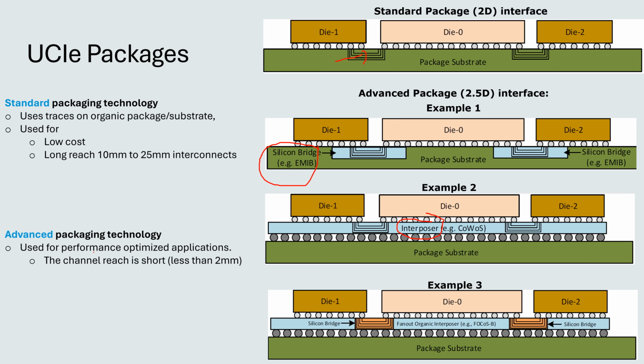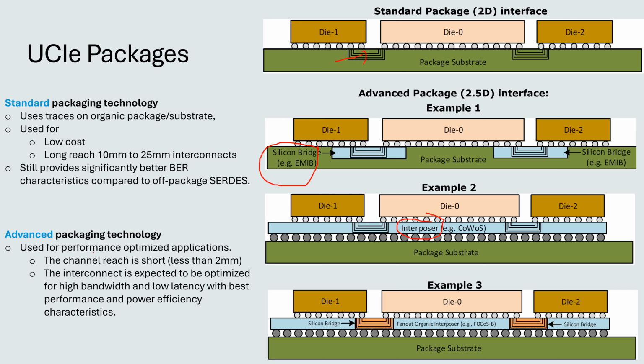Whereas in advanced package, the channel reach is short, lesser than 2 mm. Standard packaging has a C4 bump, which is quite big, and it is aimed at long reach, 10 mm to 25 mm interconnect. It still provides significantly better BER characteristics compared to off-package SerDes. Still, we have an advantage here.